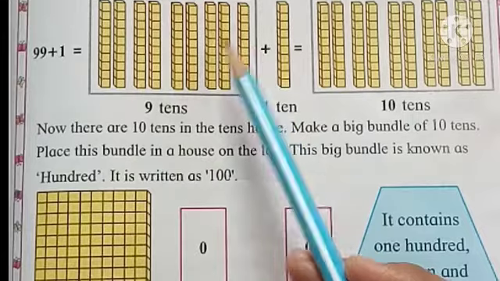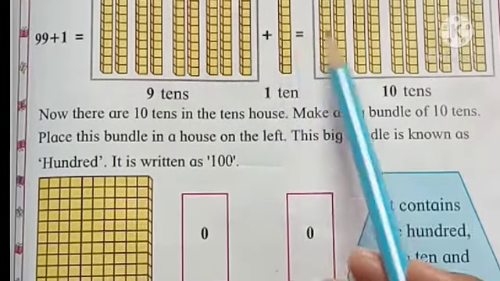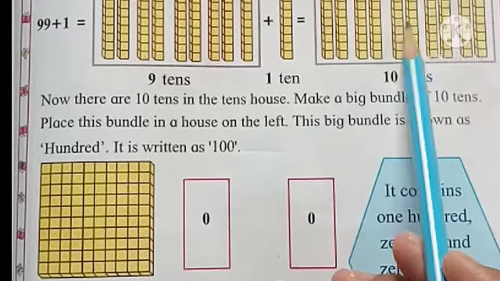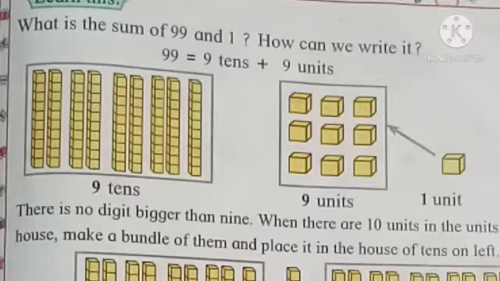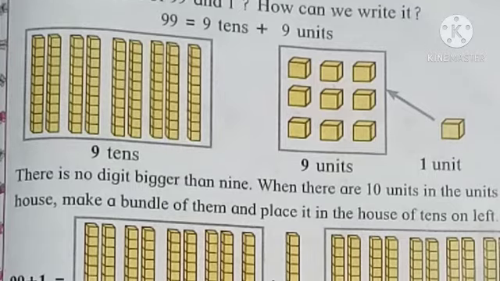9 tens means 90. Plus 1 ten means 10. So 9, 1, 2, 3, 4, 5, 6, 7, 8, 9, 10. So student, 10 tens means 100.